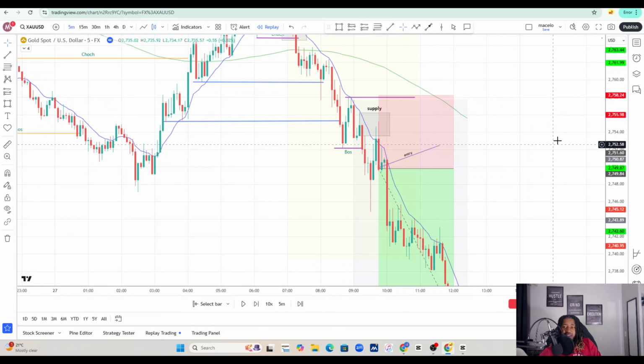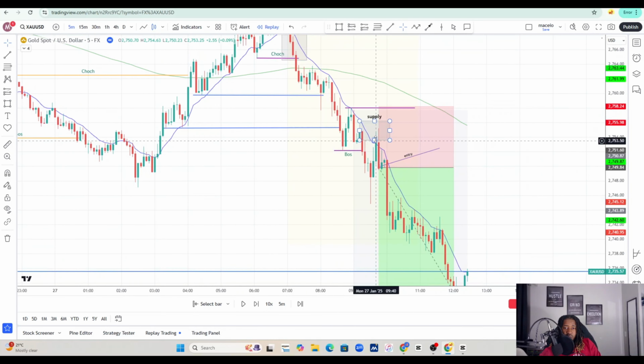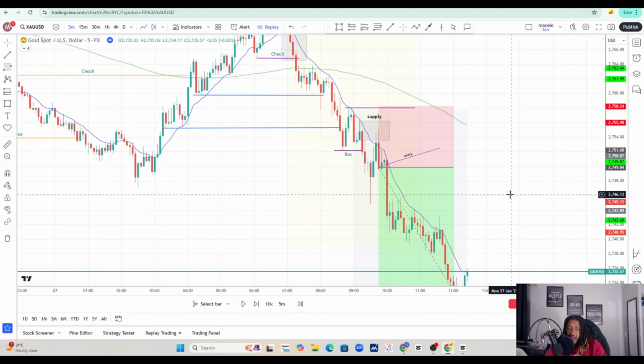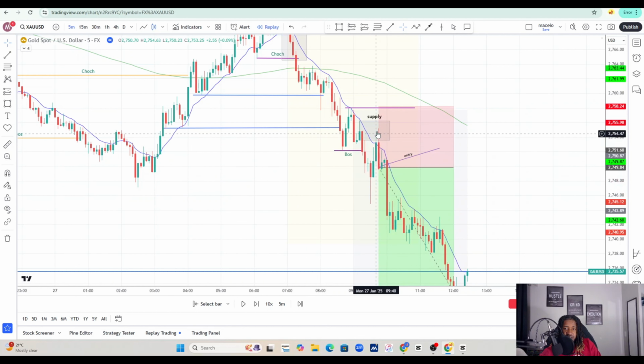Now when it came to my entry, once price tapped into this, I need to see the next candle break my 13 EMA. That would be the same line right now. My 13 EMA has to be broken, and has to be broken with an aggressive bullish or bearish candle, and that's what price gave me here. So this was, like I said, my supply.